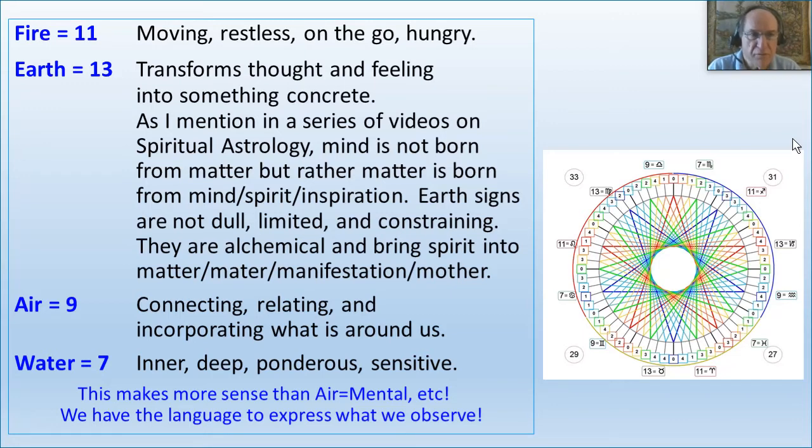When we study the charts of gurus and mystics, they have just as much earth as they do water. Well, what's up with that? What's up with that is that the earth signs are alchemical. They're taking spirit inspiration and applying it, making it something that we call material. They bring spirit into matter, or mater, or manifestation, or the mother, the manifest. It's alchemy because everything is born from magic. Everything is born, whatever you want to call it, mind, inspiration, spirit. That's the source. And the earth signs are actually signs of transformation.